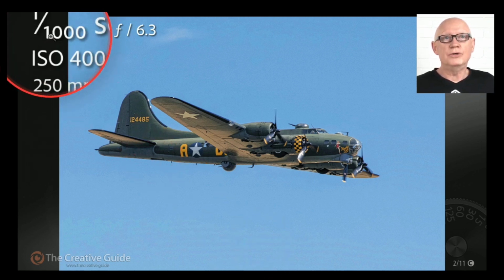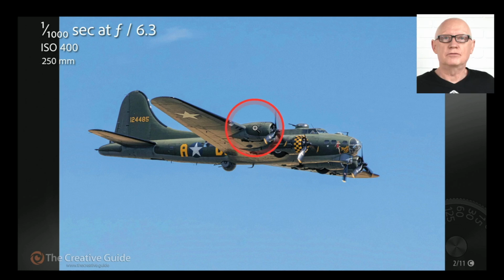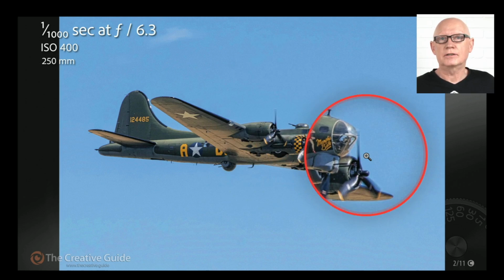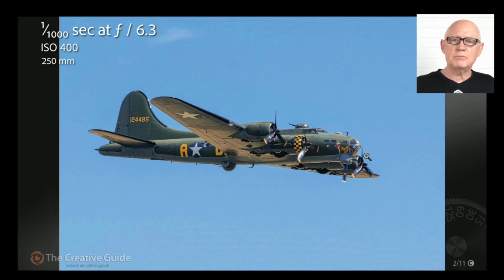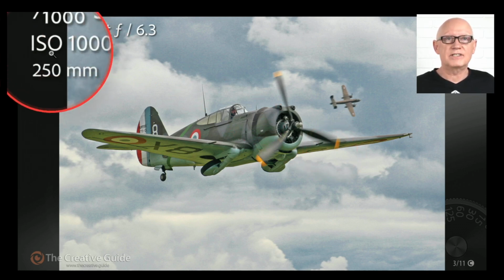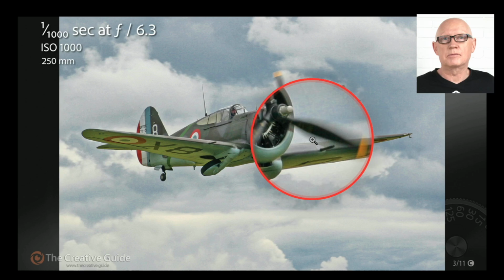So we have 1/1000 of a second here, and we're at 250 millimeters. This is on a full frame. And that gives us just a little bit of blur going on those propellers. Now, it's important to understand that there are differences between modern turboprops, which spin very, very fast, and older propeller planes like this from World War II, which are not going quite as fast in real terms. In this case here, we're also at 1/1000 of a second at 250 mil, and you can see that we have blur going on the propeller there.